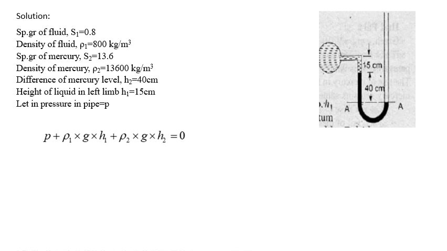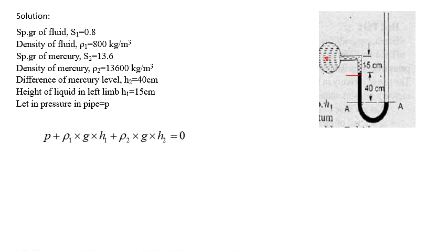So now write the expressions. First of all, the pressure available in the left limb above the line AA. Here the pressure at point P, and what is the pressure available for the height of 40 centimeter? And what is the pressure available for the height of 15 centimeter? Up to 40 centimeter the mercury is there, so above that the fluid of specific gravity 0.8 is present here.